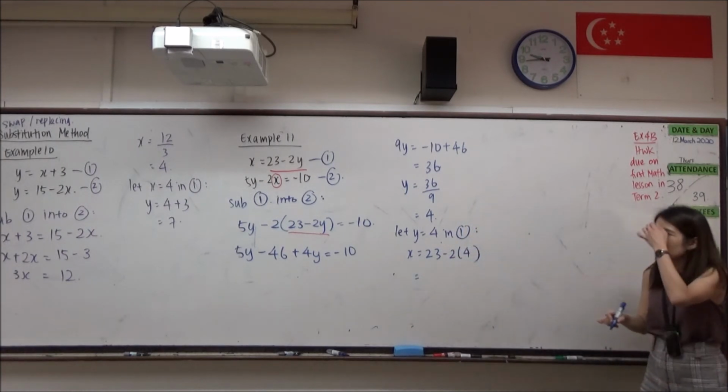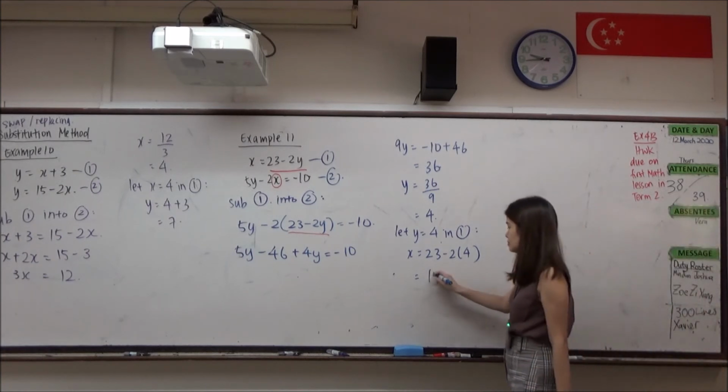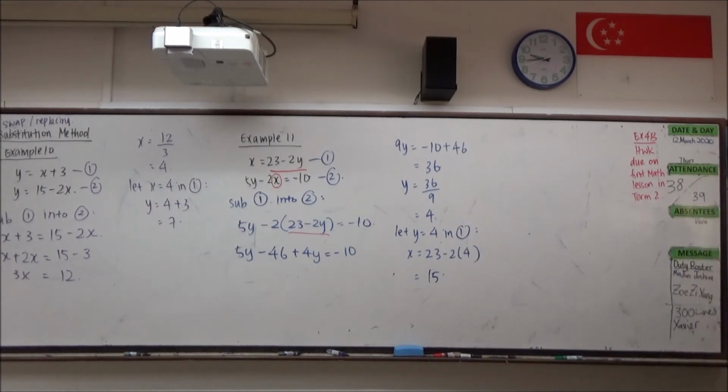So we get 23 minus 2 times 4. And that would give us 15. Okay, so y equals 4, x equals 15.